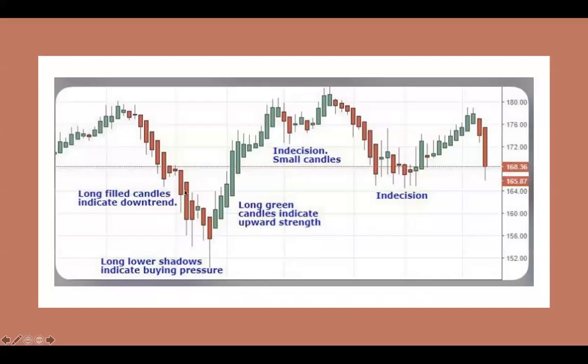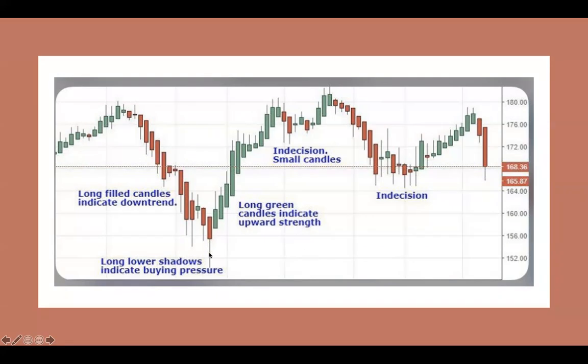And here's another example. The long filled candles indicate a downtrend. So when the candles are big like that, and each candle is bigger than the previous candle, that lets you know the trend is going in a downtrend. Like I said, Heikin-Ashi candles are super simple because they help you analyze and find the trend easier and faster.